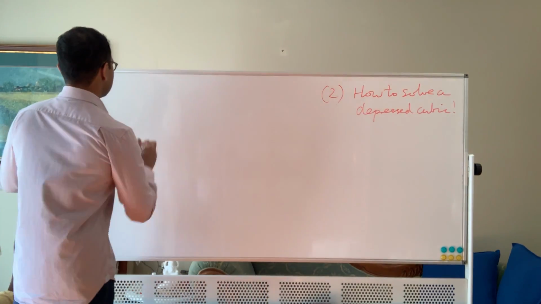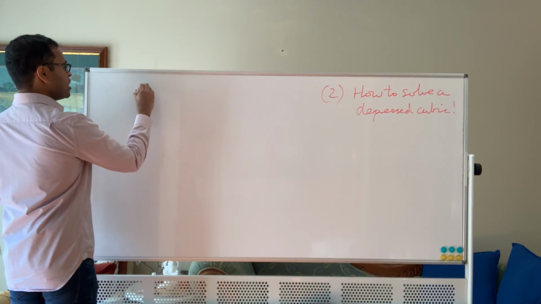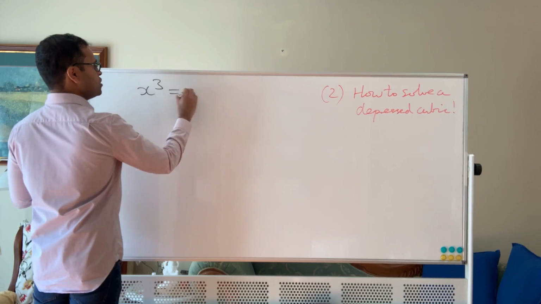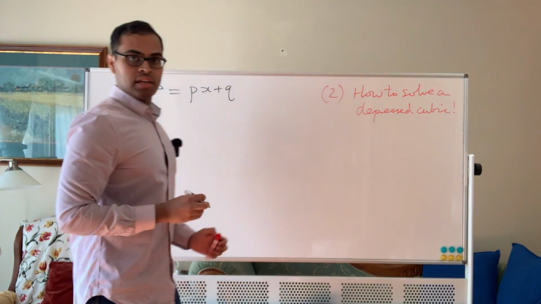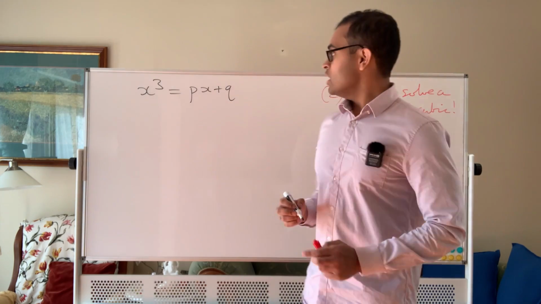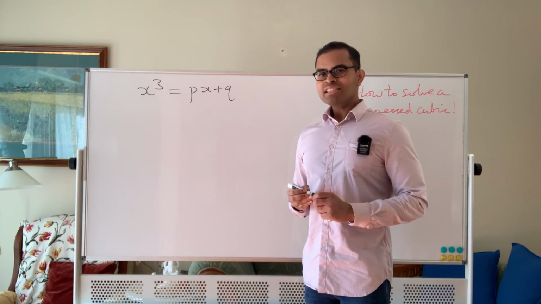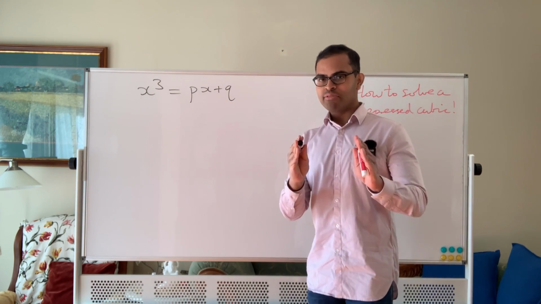So let's start off with the depressed cubic. A depressed cubic is an equation of the form x cubed equals px plus q, where p and q are constants. We want to solve for x in terms of p and q. So this is the beautiful trick.